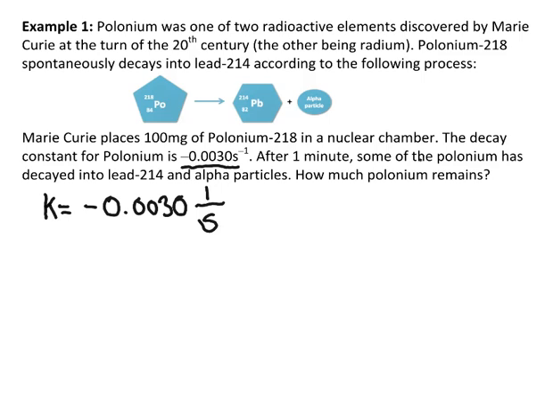After 1 minute has passed, some of the polonium will have decayed into lead and an alpha particle, or more alpha particles. We want to know how much polonium is left. So we're really looking for A of t. Let's write down a few other things we know.